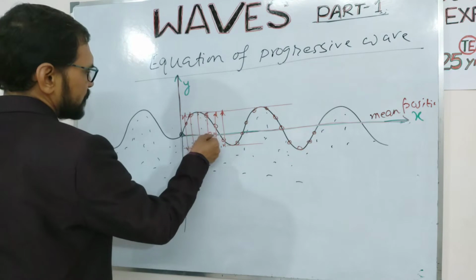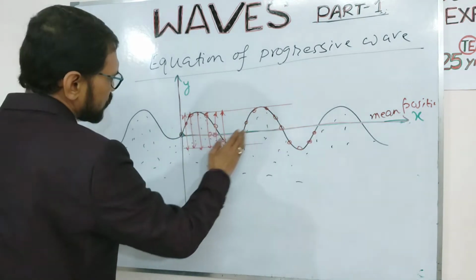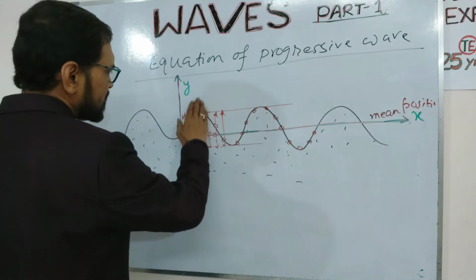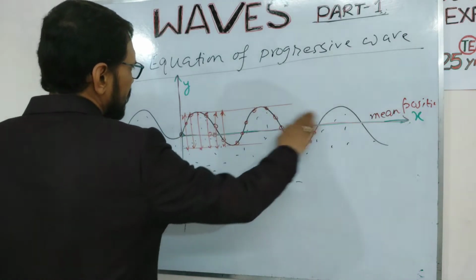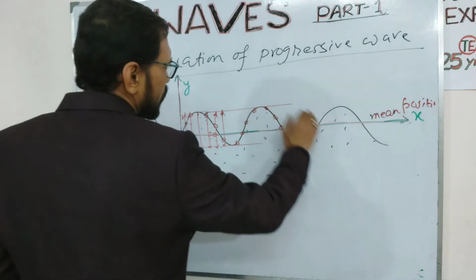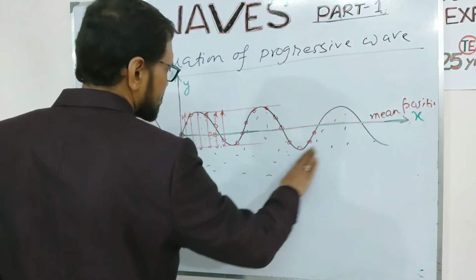That is, every water particle is present side by side, and motion is transmitted to the next water particle. So energy is transmitted, and the motion is transmitted one by one. So a wave is formed. But here the particle is not transferred.